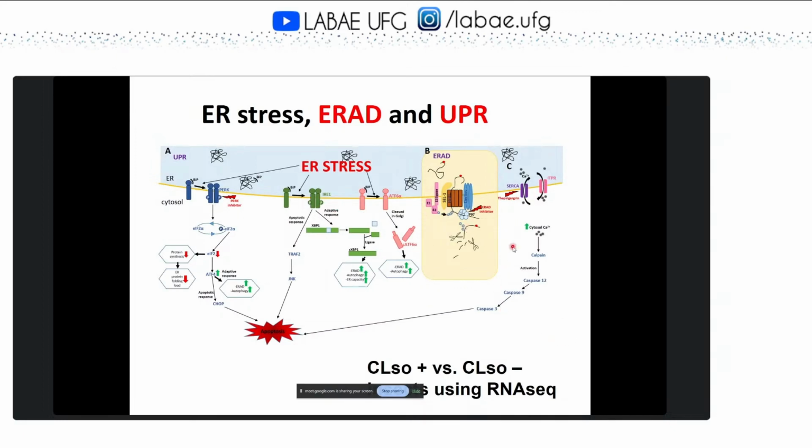This is a work that was published recently. We have another work looking at the ERAD. The ERAD is the ER-associated degradation, and this is a mechanism by which unfolded proteins, as a response to stress, are taken from the ER outside to the cytosol, and they are degraded there by ubiquitination.